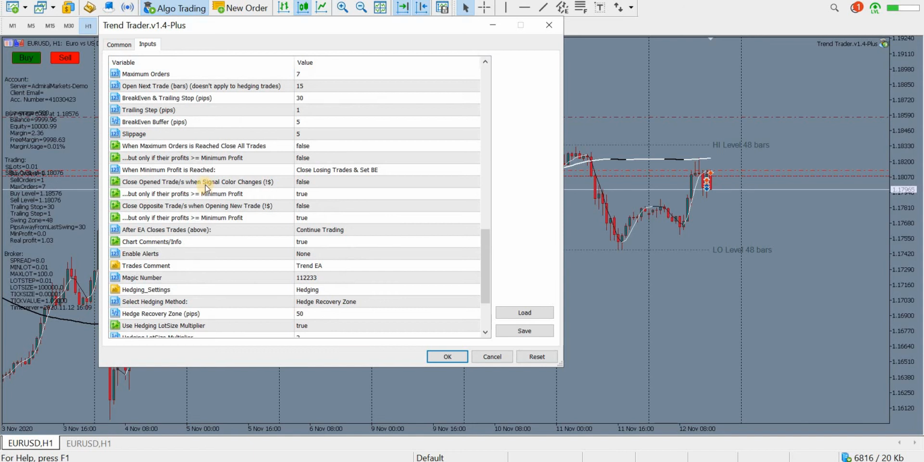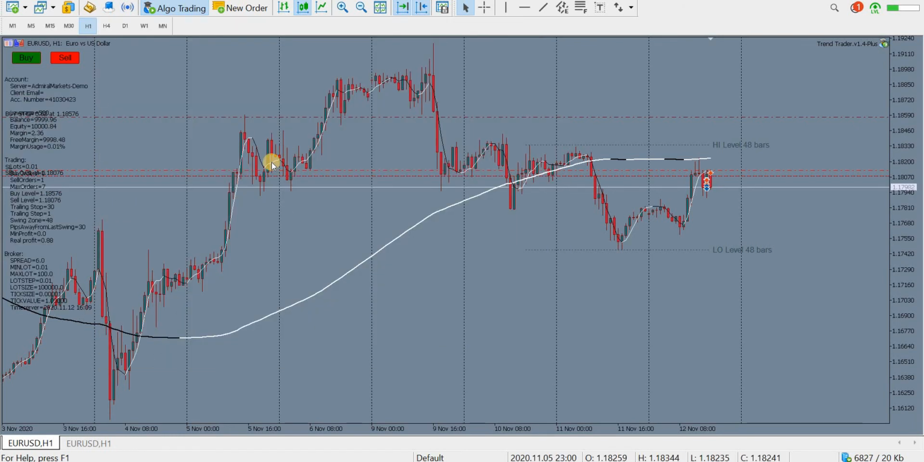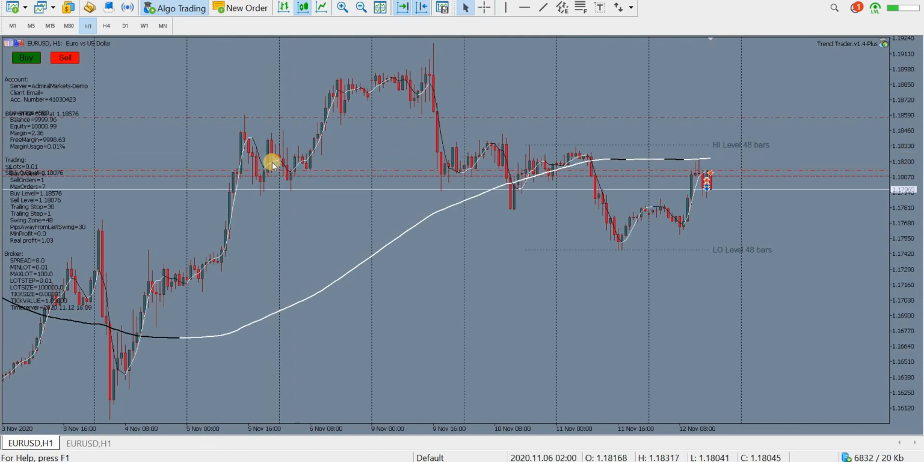If you had the close open trade when signal color changes, but don't care about the minimum profit, so it will open this trade and close it here, probably at a small loss, something like that, 10 pips or so.